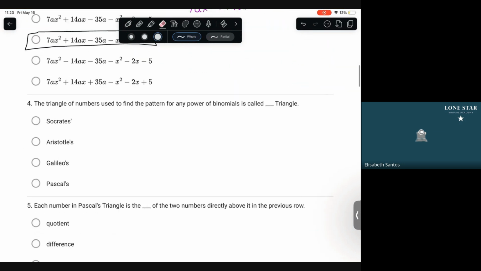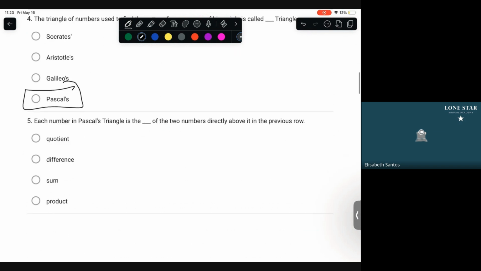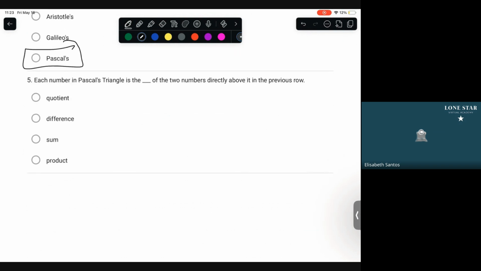Okay, so 4, the triangle of numbers used to find the pattern for any power of binomials is called Pascal's triangle. 5, each number in Pascal's triangle is the sum of the two numbers directly above it in the previous row.